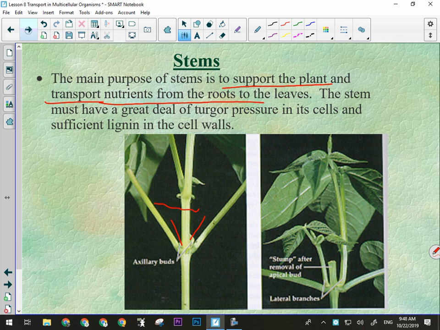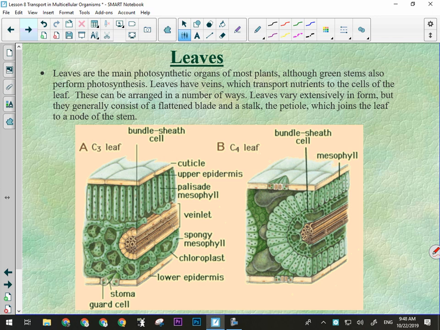Next. All right. So with the leaves, layers of the leaf. I showed you layers of the leaf yesterday. I'm showing you layers of the leaf again. How important are layers of the leaf? Very, very important.